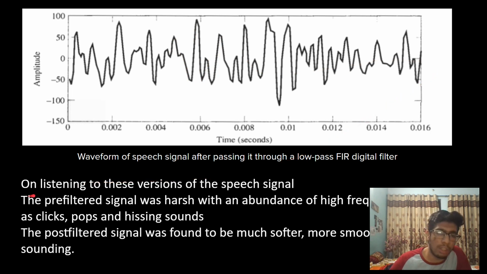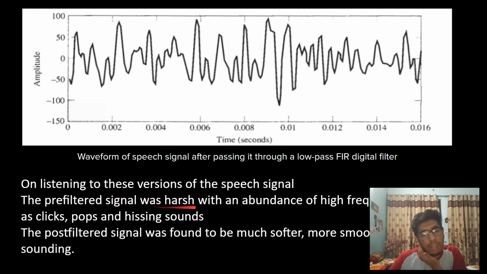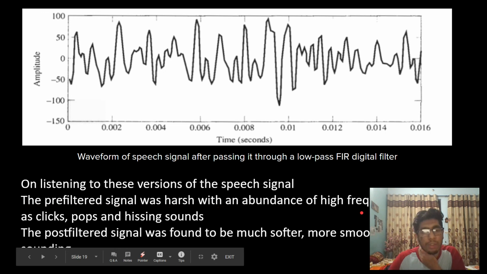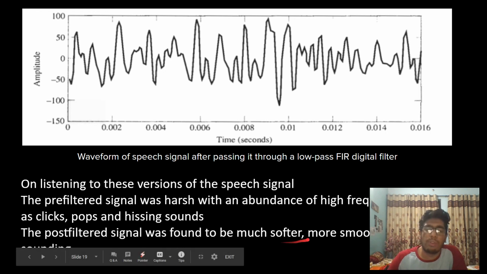So on listening to these versions of the speech signal, one can see that the pre-filtered signal was harsh with an abundance of high frequency noise, such as clicks, pops, and hissing sounds, and the post-filtered signal was found to be much softer, smoother, and natural sounding.